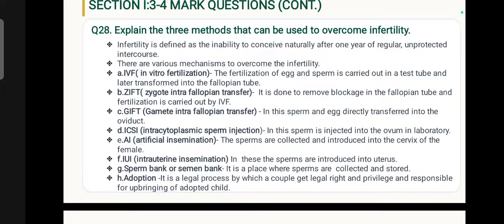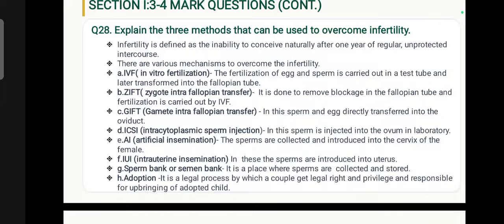ZIFT, zygote intrafallopian transfer. It is done to remove blockage in the fallopian tube. GIFT, gamete intrafallopian transfer. In this, sperm and egg are directly transferred to the oviduct. ICSI, sperm is injected into the ovum in the laboratory. AI, artificial insemination. The sperms are collected and introduced into the cervix. IUI, intrauterine insemination. In this, the sperms are introduced into the uterus.